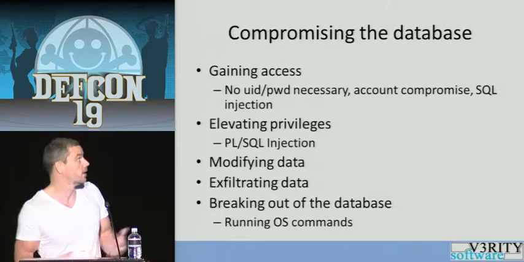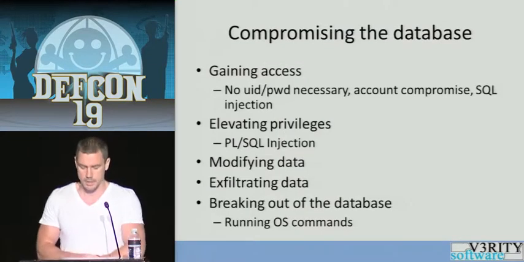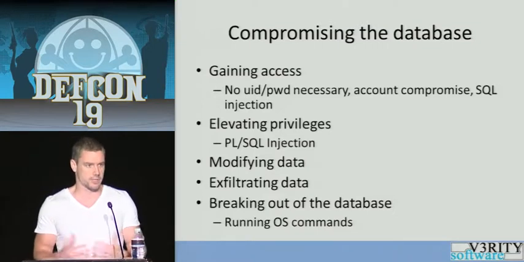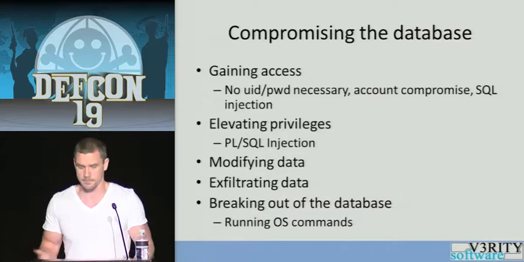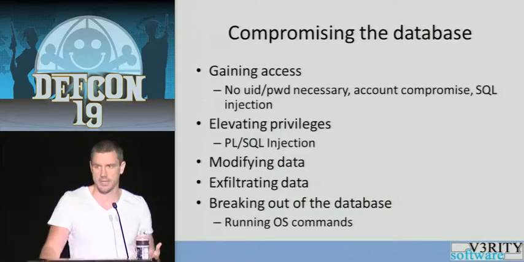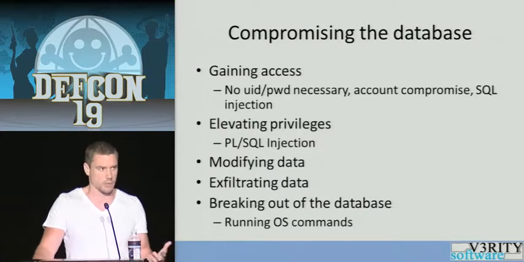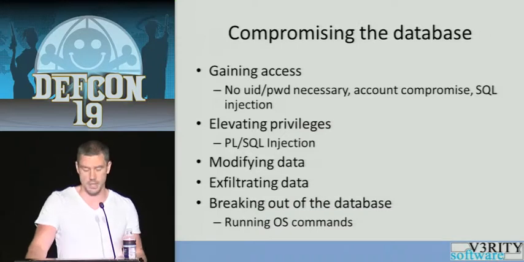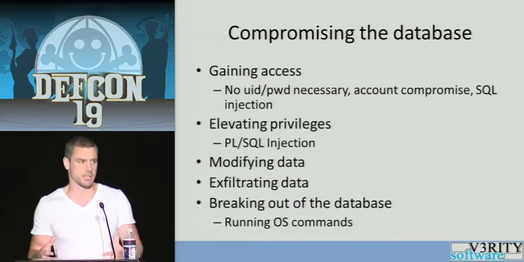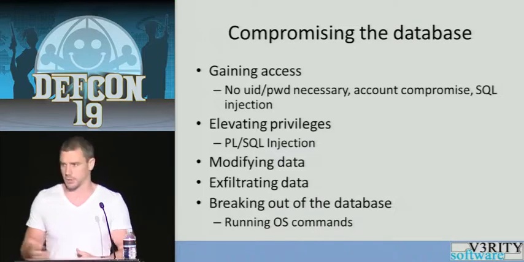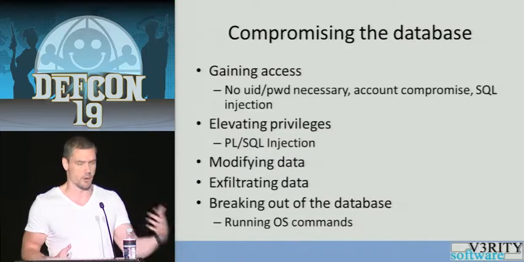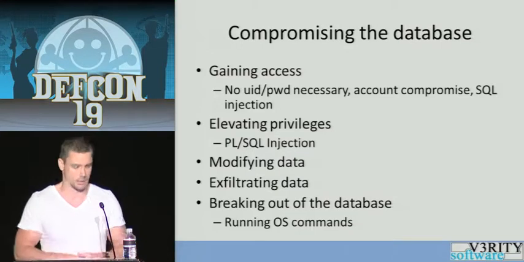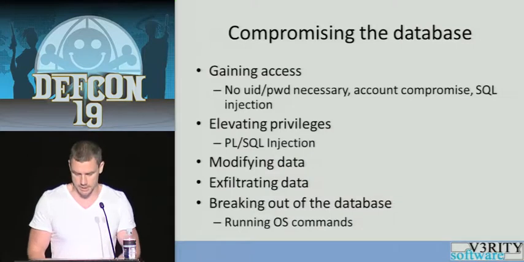So, getting to the good stuff, compromising the database. In a typical database compromise, there are several stages. First off, there's gaining access, obviously. Once they've managed to gain access, they then need to elevate privileges if they want to have full control over that database server. Once they've got the requisite privileges to do whatever they want, they might want to modify data. They might want to exfiltrate data. There's a whole number of things that they want to do. And thereafter, they might want to use that database server as a staging platform to attack the rest of the network. That might include breaking out of the database to run operating system commands, and then download their toolkits and so on. So we'll look at each of these sections individually.